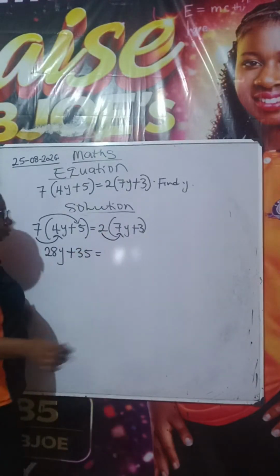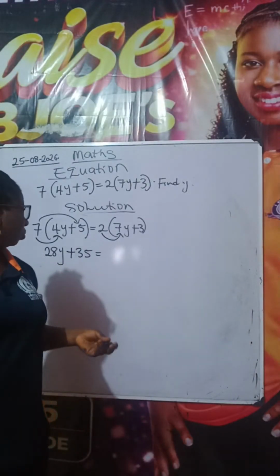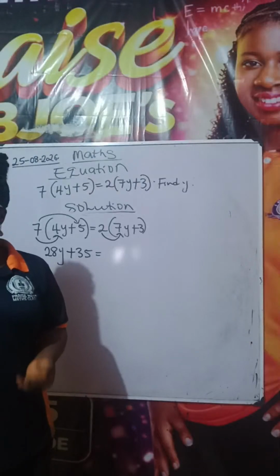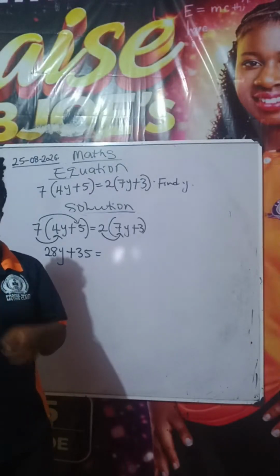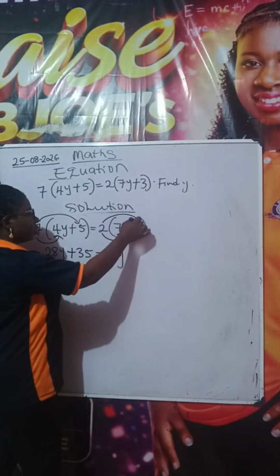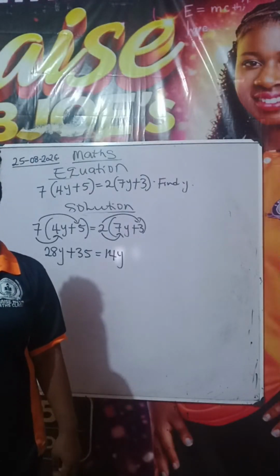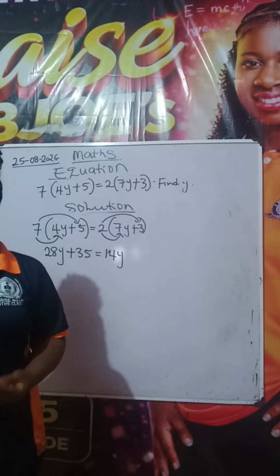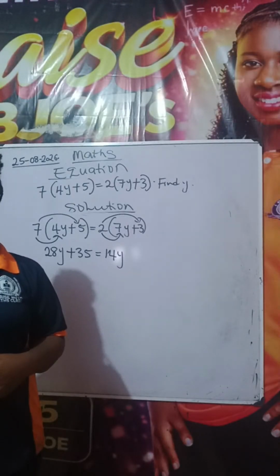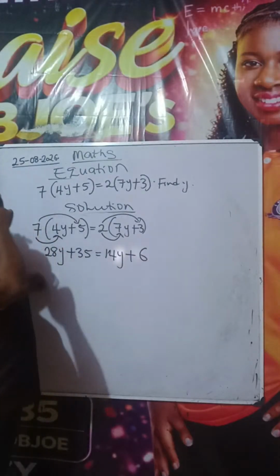use this to multiply. 2 times 7y. What do we have? So we have 14. Good job. So 14y. Then 2 times 3, everybody. What do we have? So we have 6, not 9. So we have plus 6. Now we have removed the bracket.